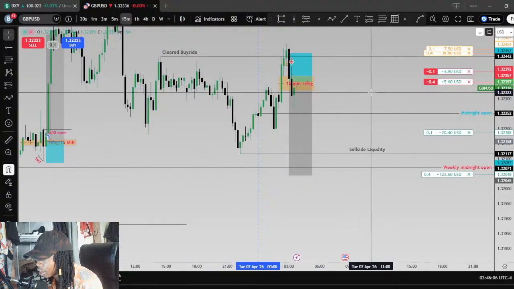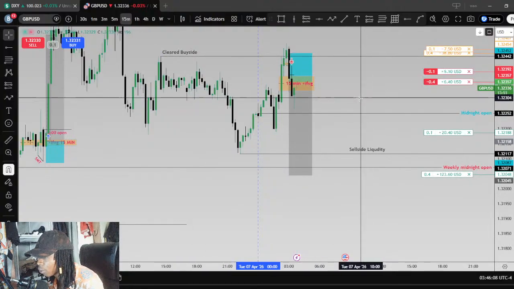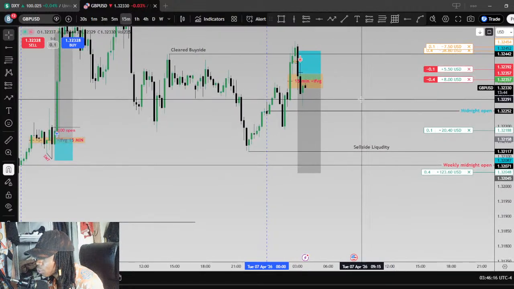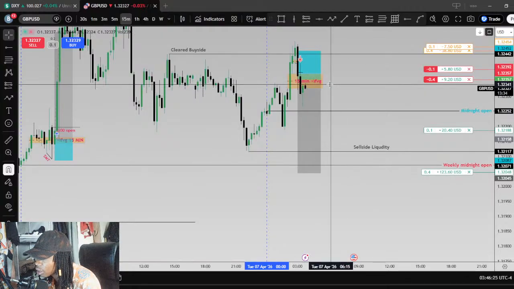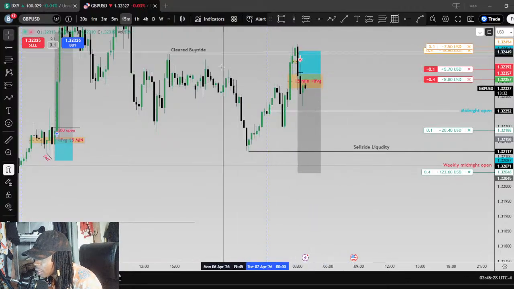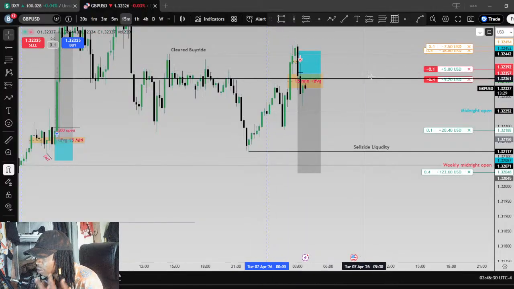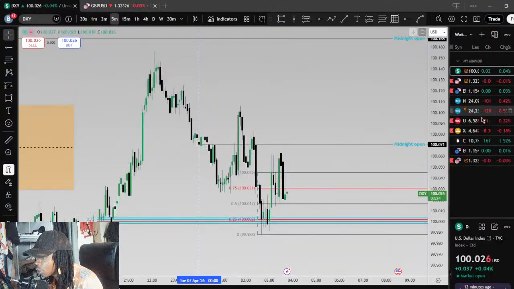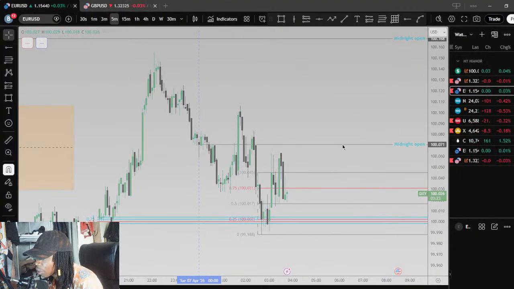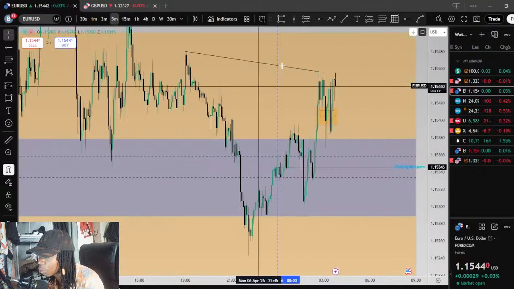That's why we had an SMT on Euro USD, a lower high, and we had a high on pound. But I was still willing to take the short on pound, because that shows me the order flow. On pound we have cleared its buy side. That's visible right now. But on Euro USD, I can't say we have cleared the buy side, because we really haven't. We were unable to take out this high.